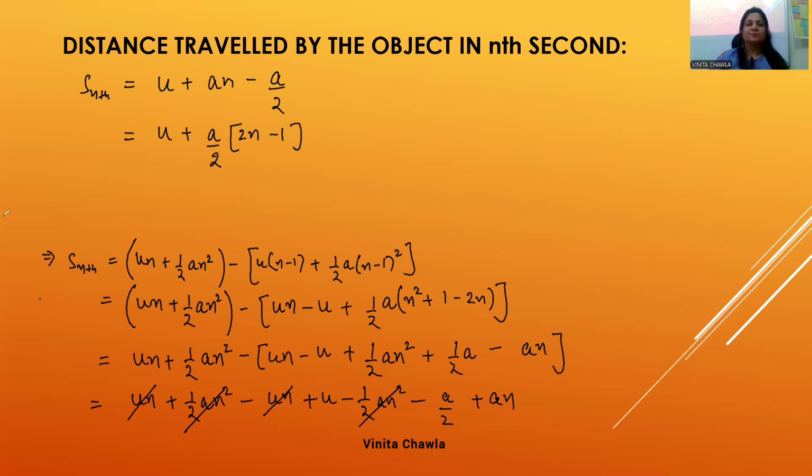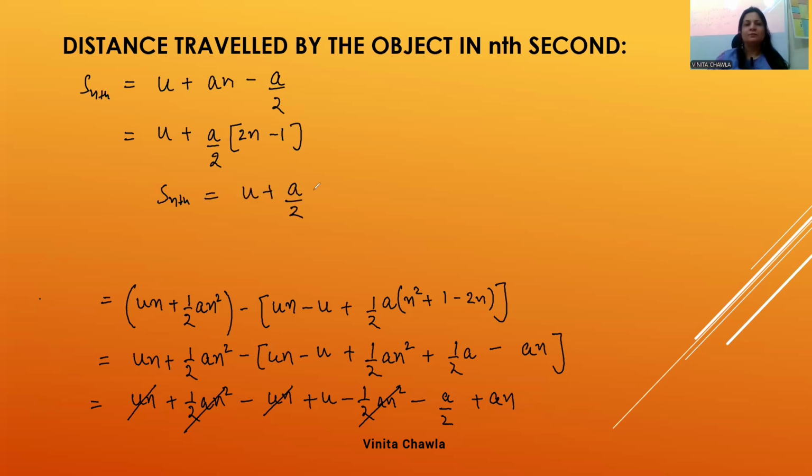This is the relation. I'm going to rub this. This is the distance traveled by the object in nth second. It is equal to u plus a by 2 (2n minus 1). And close this in a box. Final expression.